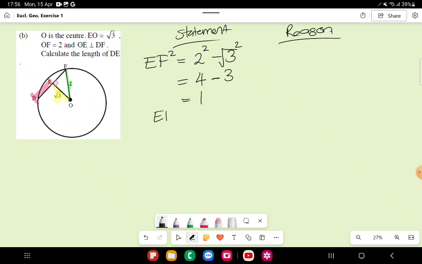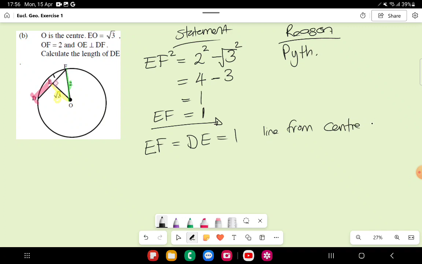So EF squared is 1. EF is the square root of 1, which is also 1. My reason for all of this is Pythagoras. Now I know that EF is 1. I can make another statement and I can say that EF is equal to DE, which is equal to 1. And my reason for that is line from center is perpendicular to chord.